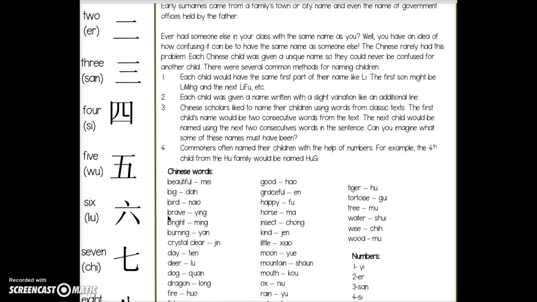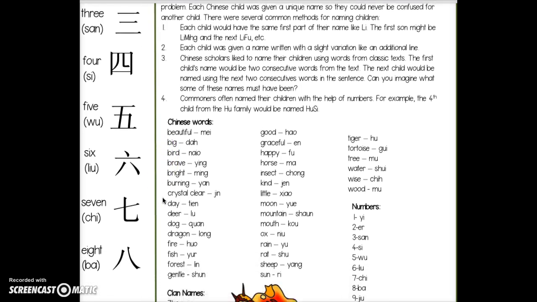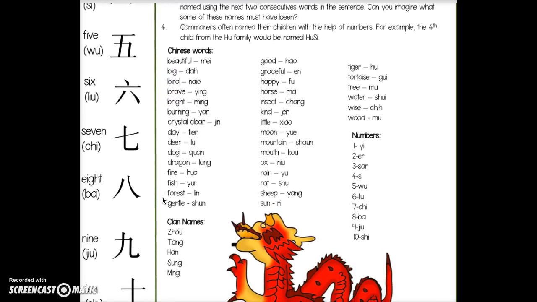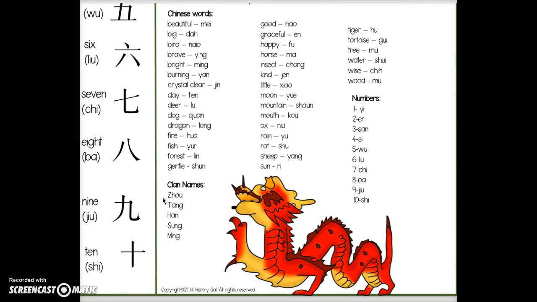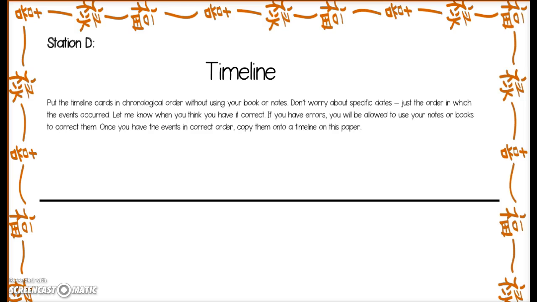Chinese words. There's a list of Chinese words and the numbers at the bottom of this page. Use your information and come up with some really interesting names and tell me what they mean. All right, Station D might be the next station that you decide to do. This is the timeline. So you've already studied about the dynasties and the time that they ruled.